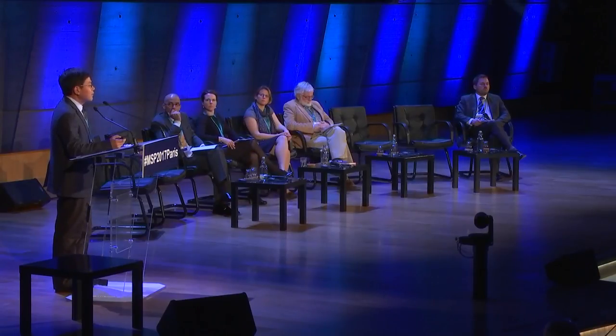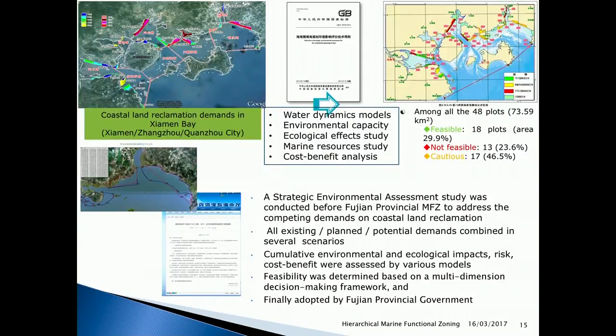After we have the draft of the marine function zoning plan, it will be delivered to different sectors and different stakeholders for consultation. That process also guarantees that all the issues related to different stakeholders will be addressed. And this is an example of how science, which this morning and the previous session mentioned very often as the best available science, can inform decision making during the development of the marine function zoning.